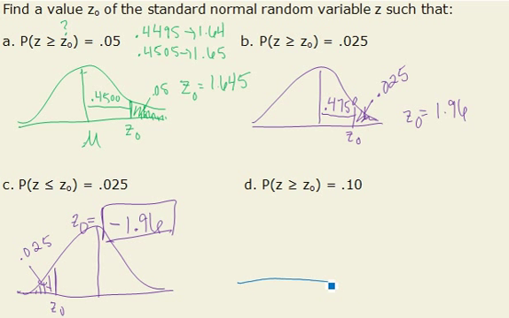And my final z-score I'm looking for here corresponds to z greater than or equal to some z sub naught, and the probability of 0.10 means I'm looking up on the right side of my graph. I like to keep my probabilities inside it, and my z-scores down below. It just kind of keeps me in check.